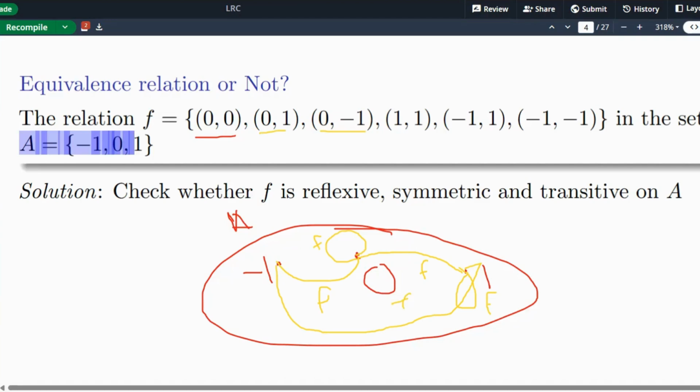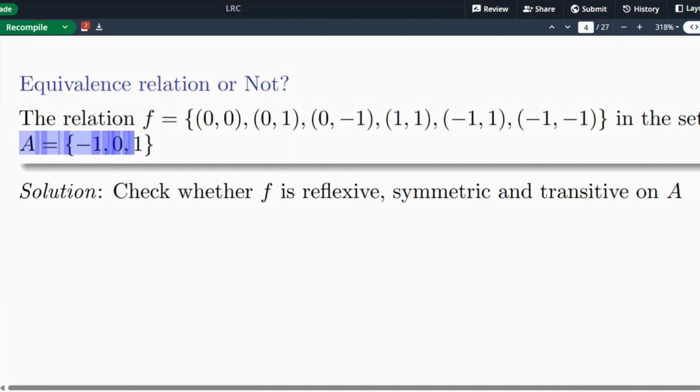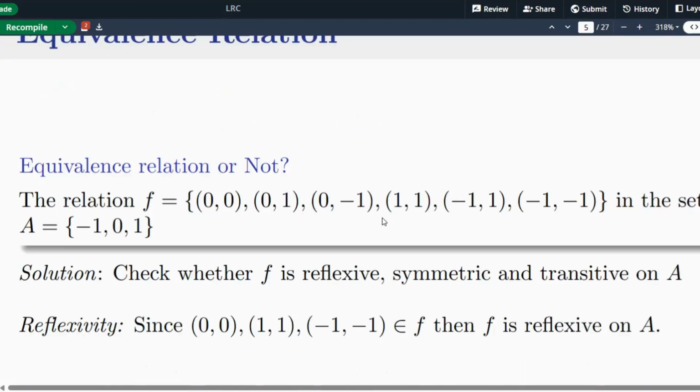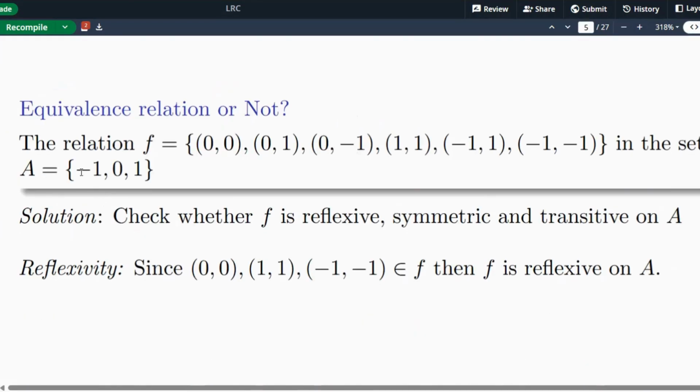So, basically, yun yung idea ng relation. Pero of course, hindi natin siya pwede gawin all the time. So, we need to verify it mathematically. So, check whether F is reflexive, symmetric, and transitive on A. So, yung clue to first check is, sino ba yung laman ni A? Ang laman ni A is negative 1, 0, and 1.